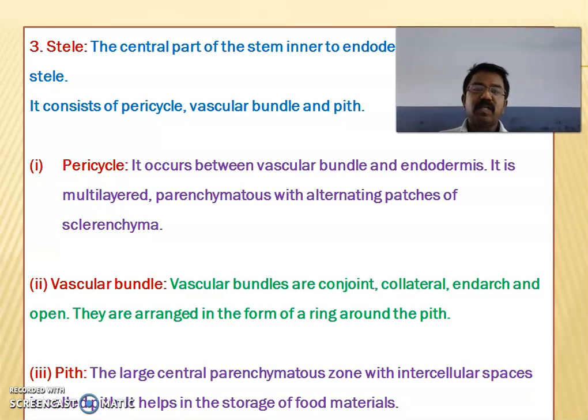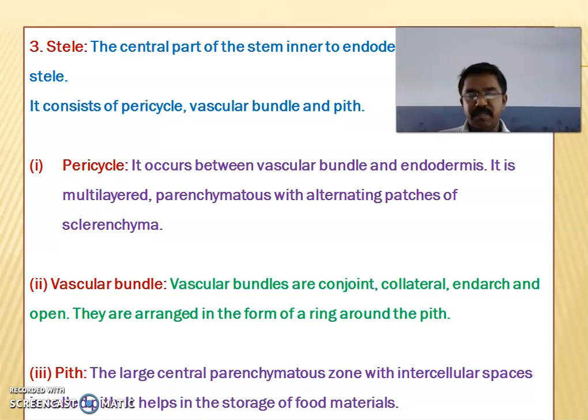It is called a vascular bundle. The vascular bundle is conjoint, collateral. Next, we will discuss pith. What is meant by pith? It is the largest central parenchymatous zone with intercellular space, called pith. It helps in storage of food material.